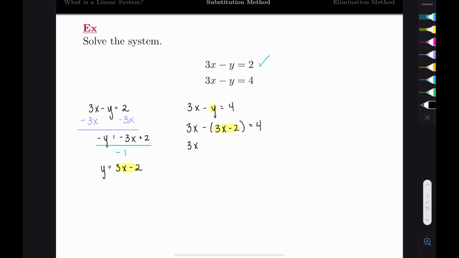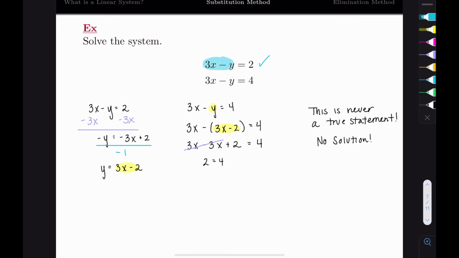We go ahead and distribute that minus sign. So it has to change everything in the parentheses. But in doing so, these 3x's cancel each other out, and we end up with 2 equals 4. Okay. So this is that case where I end up with something that doesn't make sense. This is never a true statement. So when this happens, we're going to have no solution to our system.